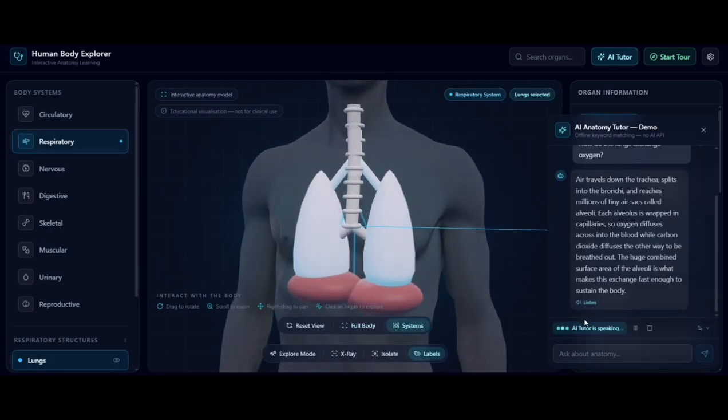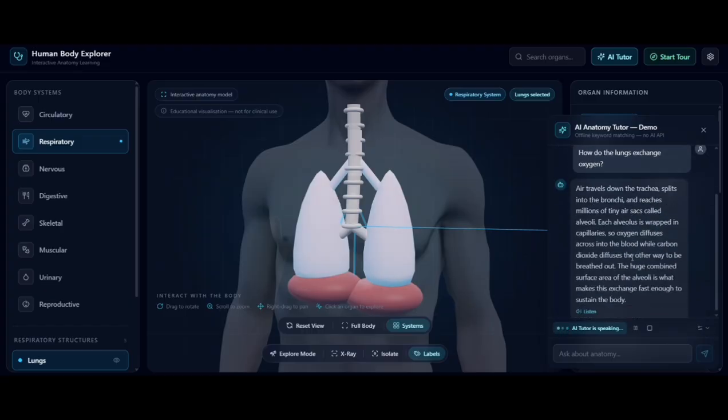Air travels down the trachea, splits into the bronchi, and reaches millions of tiny air sacs called alveoli. Each alveolus is wrapped in capillaries, so oxygen diffuses across into the blood while carbon dioxide diffuses the other way to be breathed out. The huge combined surface area of the alveoli is what makes this exchange fast enough to sustain the body.